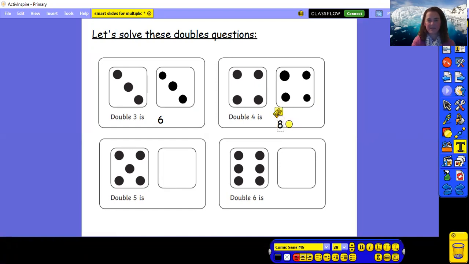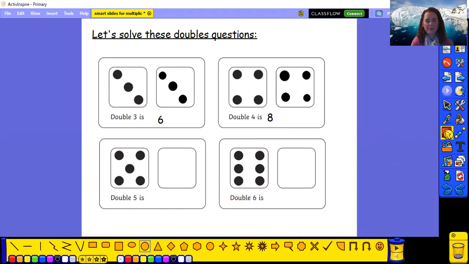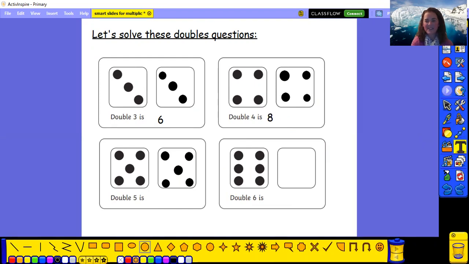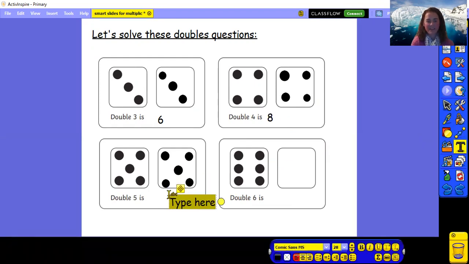Fantastic. Well done. Okay. I've rolled a number 5 this time. How am I going to double it? What am I going to draw on my other dice? Call it out to the screen. If you said 5, you would be right, because when we double a number, we're adding the same number on again. So double 5 is, everyone should know this, 5 add 5, call it out. Hopefully you said 10. Well done if you did.